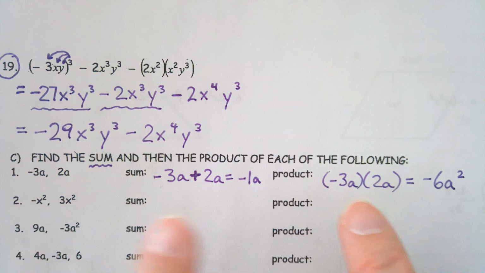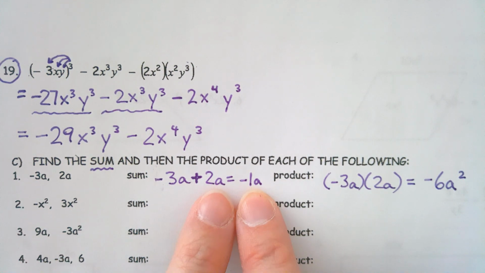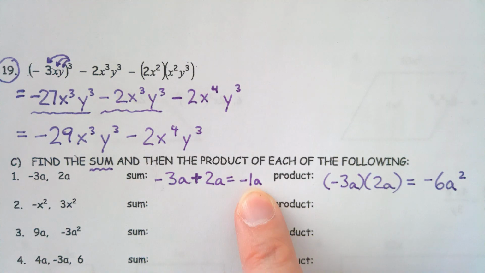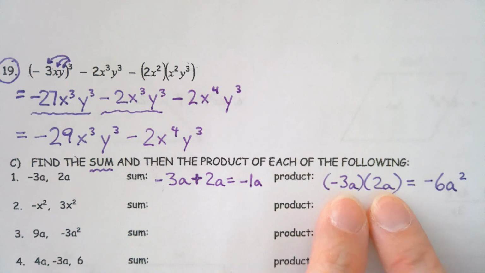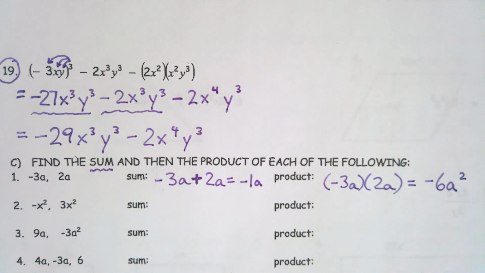Okay. Remember this, when you add or subtract like terms, it stays as that. So the apple plus the apple is still the apple. But when you multiply it, that apple times another apple, you get a pineapple. Okay. So that's it for today.